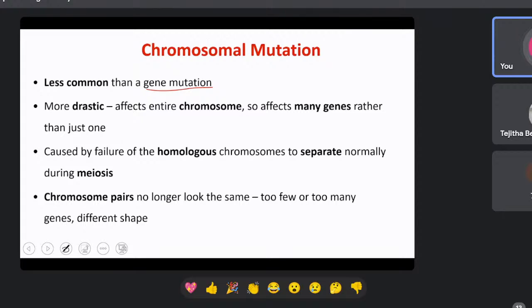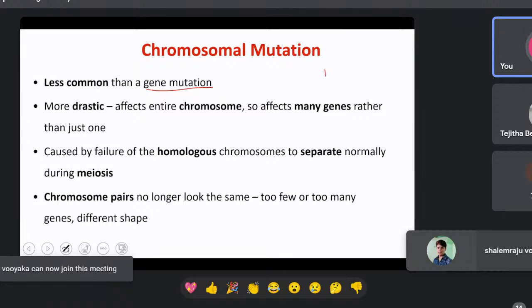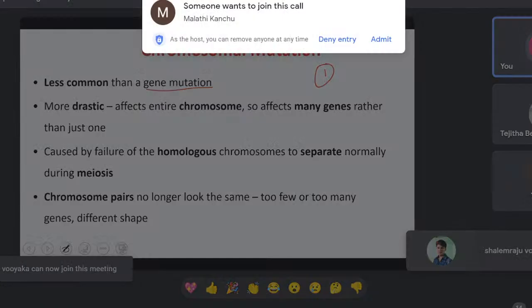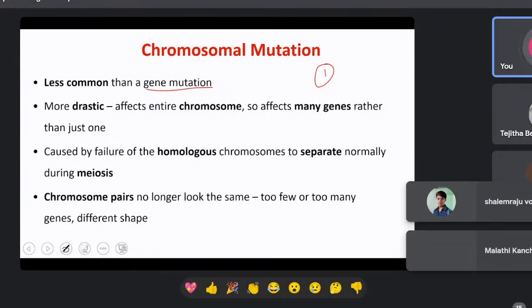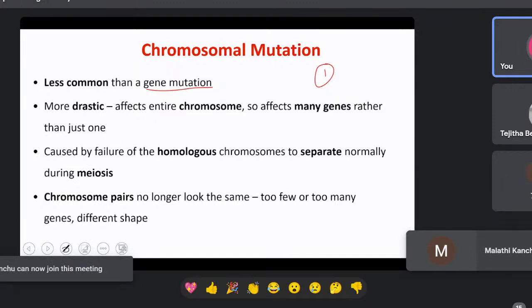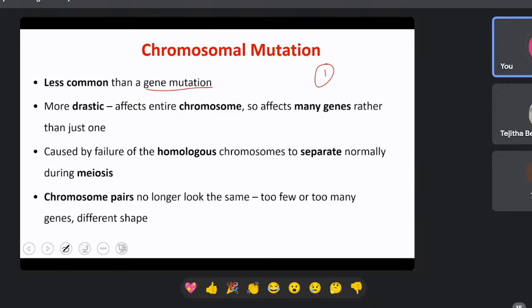In a gene mutation, just one character or one phenotype or one metabolic activity related to that protein is said to be affected. Whereas when the chromosome is affected, a part of the chromosome means a few number of genes. And what happens? These changes are very drastic.